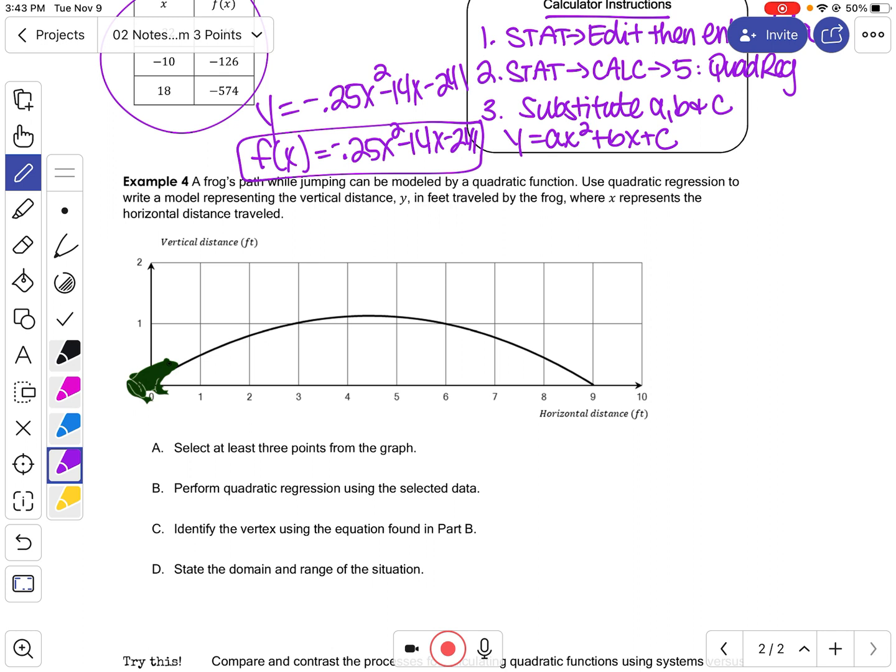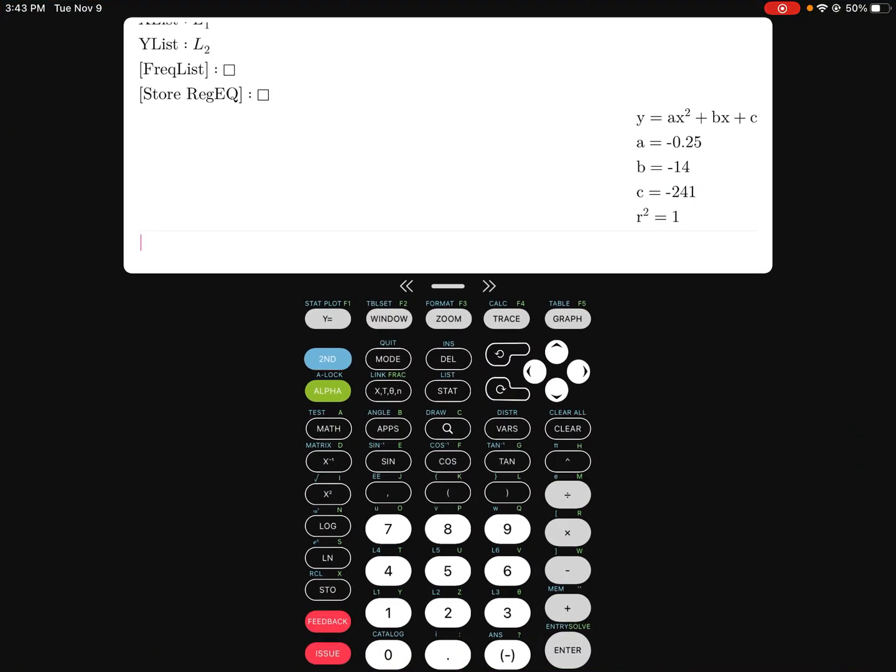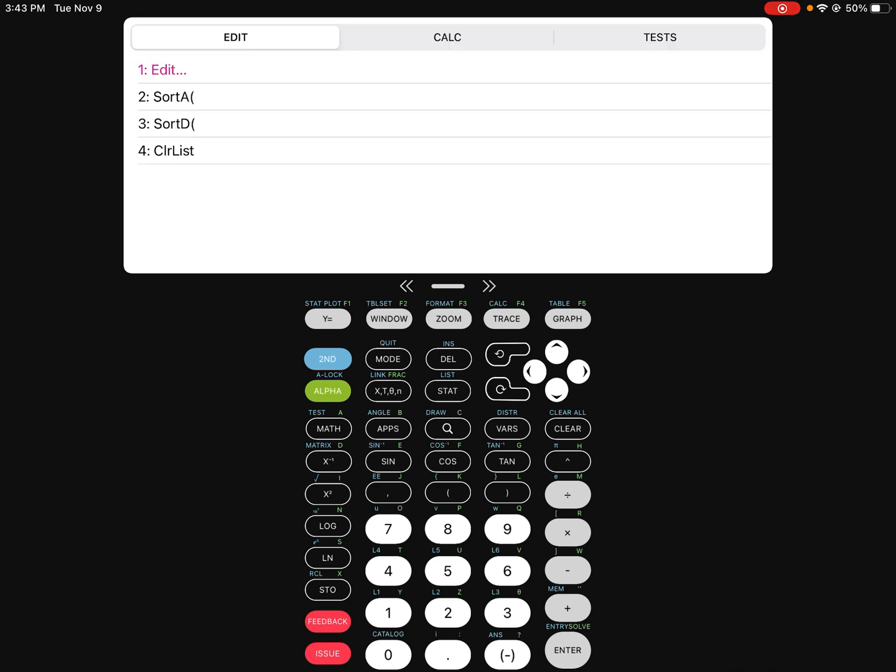So I'll do 3, 1. I'll do 6, 1. And I'll do 9, 0. So I'm going to use those 3 points to plug in like we just did on quadratic regression. So I'm going to go back to Stat, which is below Delete. I'm going to go to Edit.